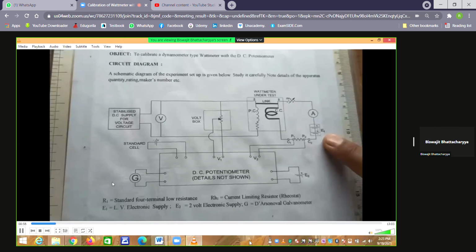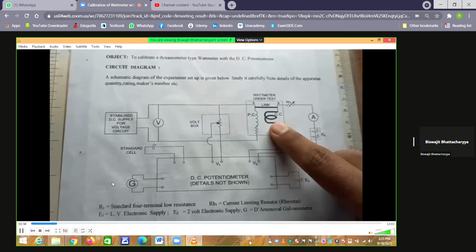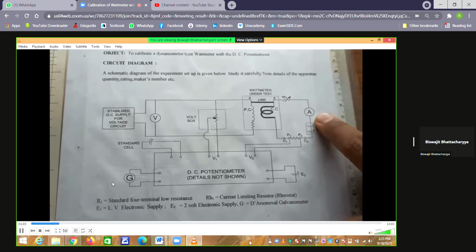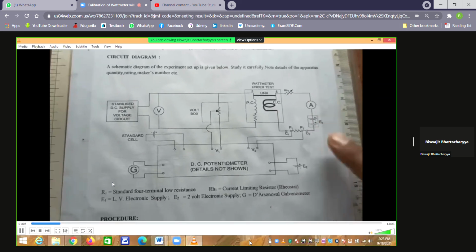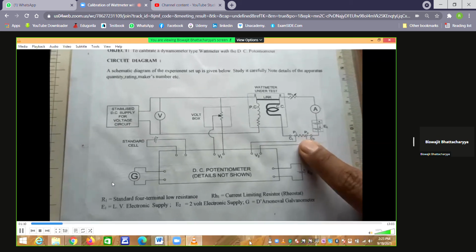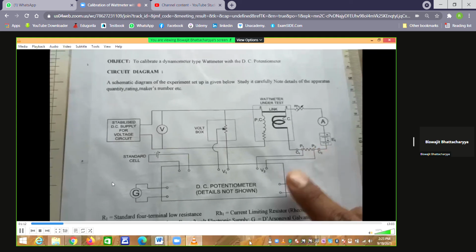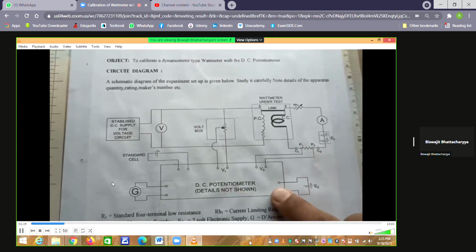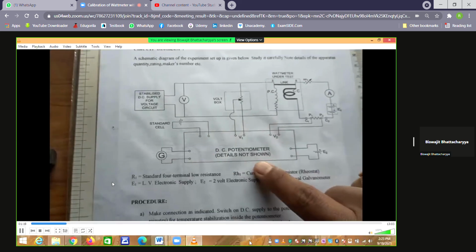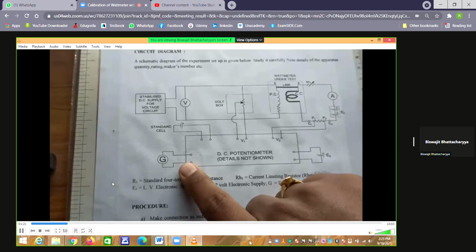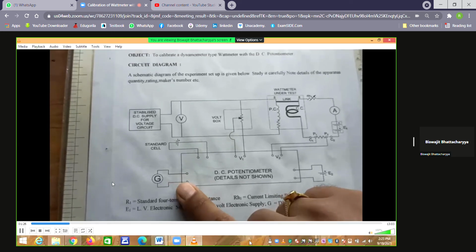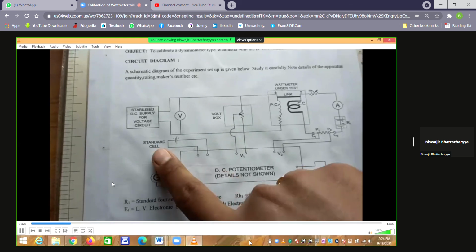And here is the current source to energize this current coil, and a rheostat to vary the supply, an ammeter to measure the current. And here is a small known resistance. We will take the voltage across this resistance and measure it through this DC potentiometer. So this is the DC potentiometer, and the galvanometer is connected for null detection. We measure it by null detection meter. And here is a standard cell connected in it.